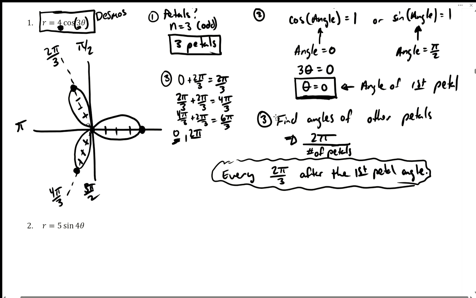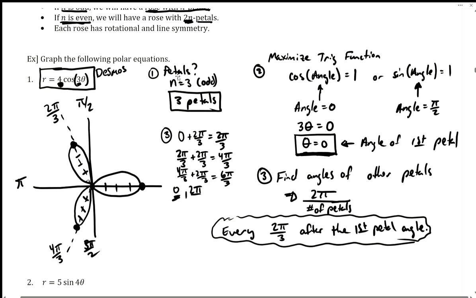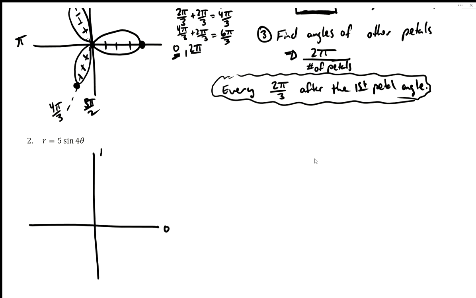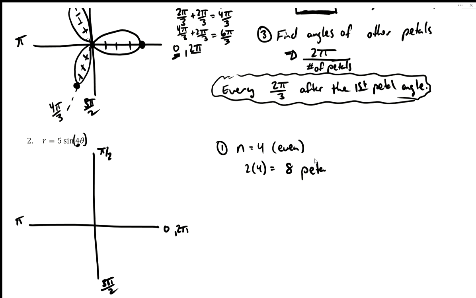All right, so let's try one more here. This is our process, though. 1, 2, 3. Let me give myself the graph labeled with the major axes angles. Now let's get our steps going. The first step is to know the number of petals. In this problem, n is 4. This is even, so we should double it. 2 times 4 is 8. There should be 8 petals.